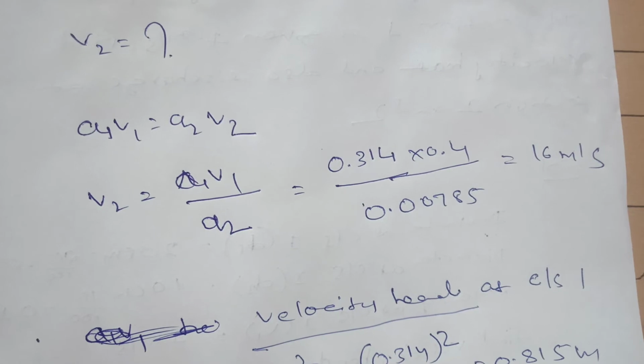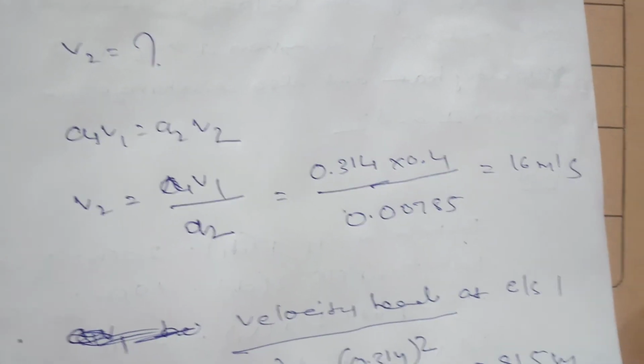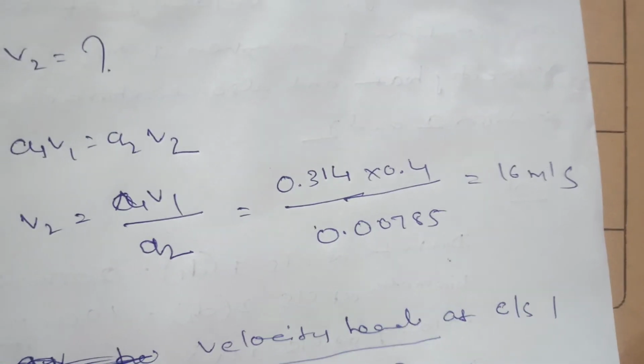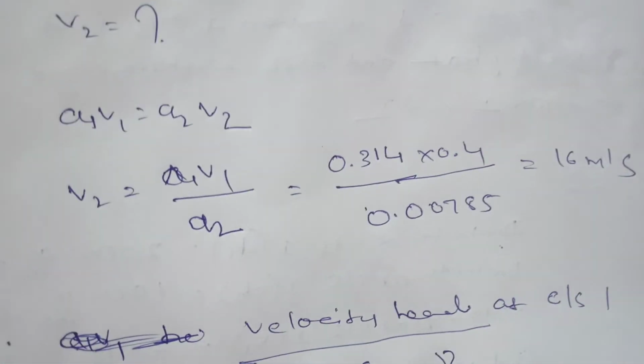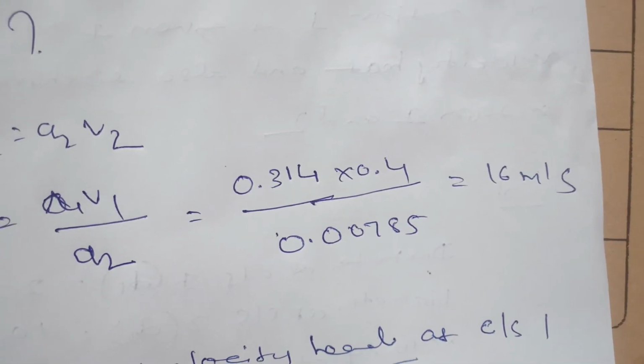From the continuity equation, v2 is equal to a1 v1 by a2. You substitute the value of a1 v1 divided by the a2 value. So we get the value of v2. v2 is equal to how much? v2 is equal to 16 meters per second.